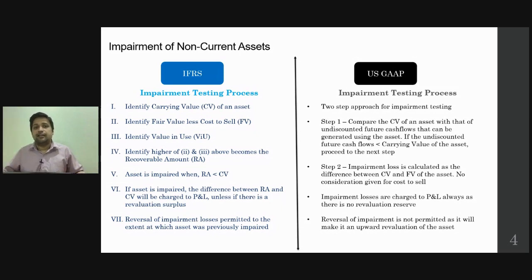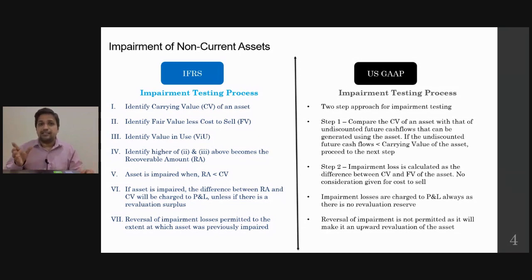Now, let's look at how this works in US GAAP. Now, we need to look at how to perform an impairment testing under US GAAP. Entities who are following US GAAP need to carry out impairment testing using a two-step methodology. Under step 1, entities need to compare the carrying value of their non-current assets with undiscounted future cash flows that can be generated by using the asset over the useful life.